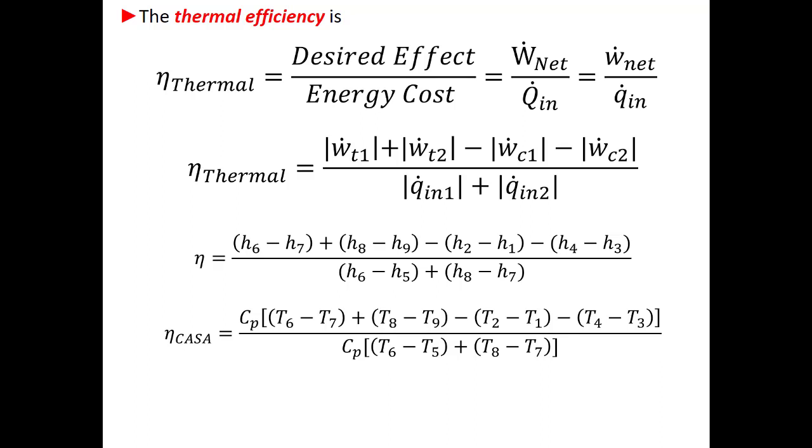The thing about a constant specific heat analysis is that the specific heat is not just constant for one process, it's constant for all of the processes, which means that there's only one specific heat in the problem, which means I can cancel out these Cp's and my thermal efficiency in a constant specific heat problem is only going to be a function of temperatures. Otherwise, my thermal efficiency is going to be a function of only specific enthalpies.